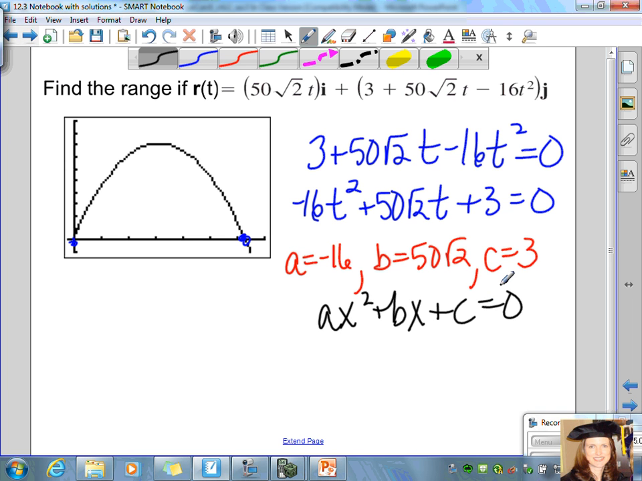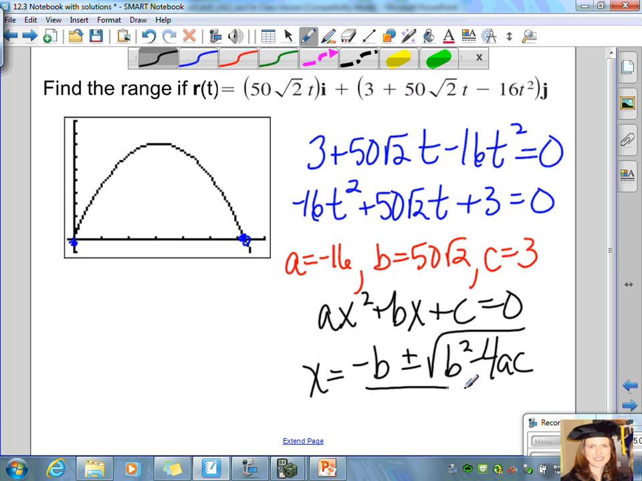To solve a quadratic equation, you can do this by factoring, by completing the square, or you can use the quadratic formula, where x is equal to the opposite of b plus or minus the square root of the quantity b squared minus 4ac, all of that divided by 2a. This is going to give us two solutions, one when we use the plus sign and one when we use the minus sign. We'll have to go back to the problem to determine which one of these is going to make sense.